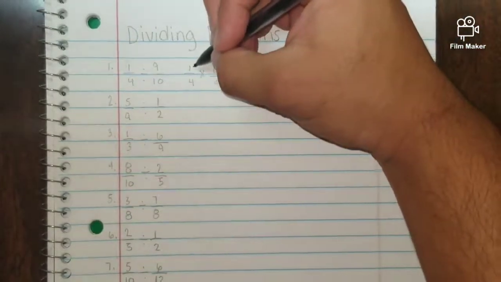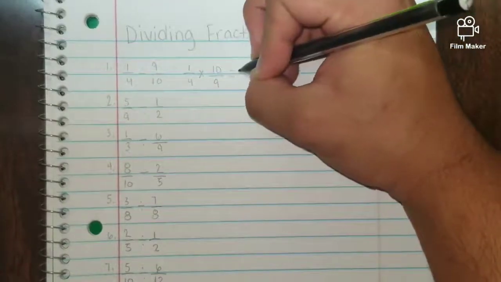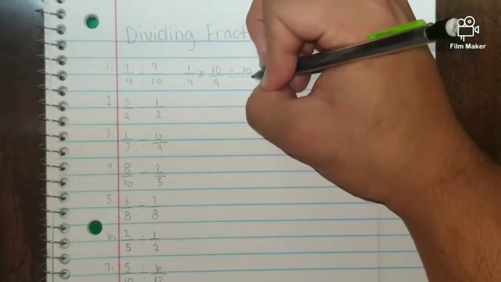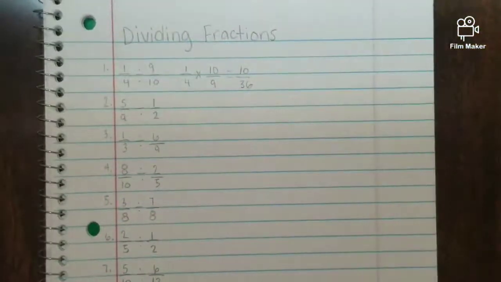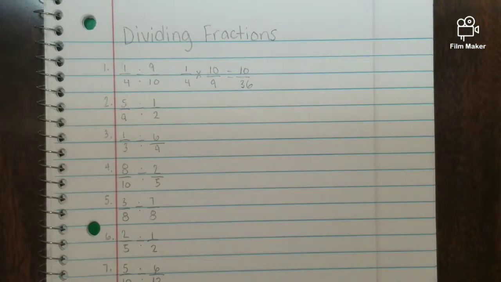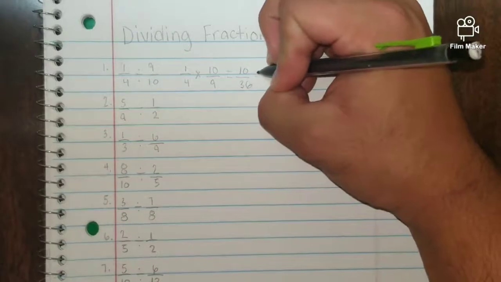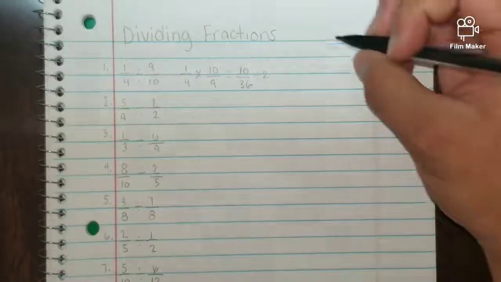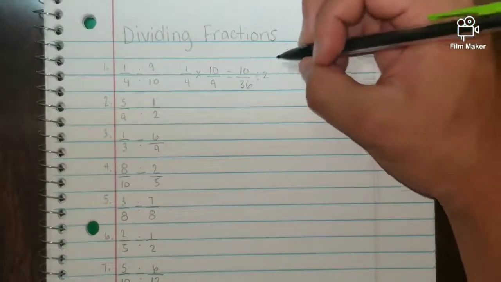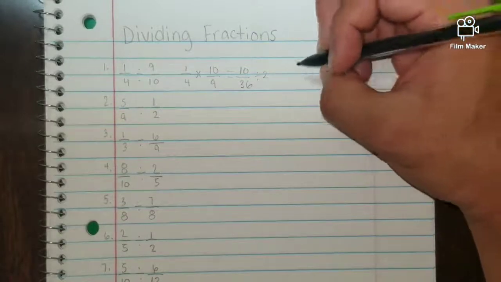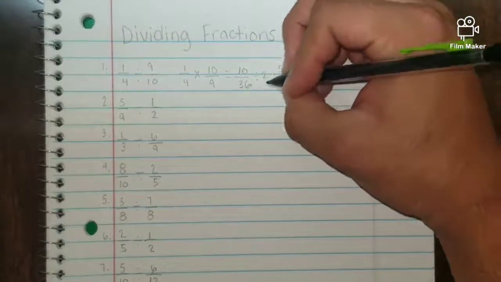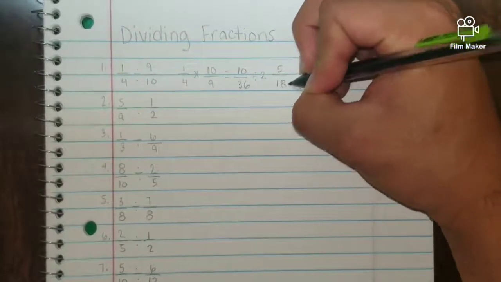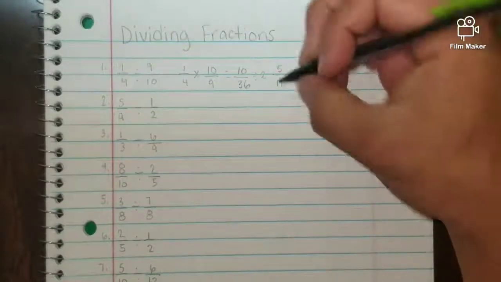So if we multiplied across, 1 times 10 would give us 10, and 4 times 9 would give us 36. And we're still not done because we have to reduce the 10 and the 36. So if we reduced each one by 2, 10 divided by 2 would give us 5 over, 2 into 36 would give us 18. And that would be our final answer, 5 over 18.